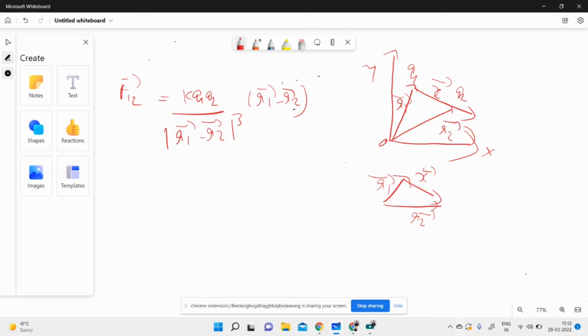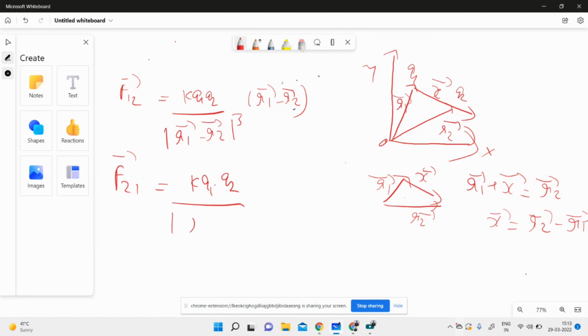That means R1 plus X is equal to R2. So now X is equal to R2 minus R1. So this will be the change now when you are calculating the force on 2 because of 1. Got it? So F21 can be represented as K Q1 Q2 upon the modulus of R2 minus R1, the whole cube, into R2 minus R1. Done students? Clear? Got it?